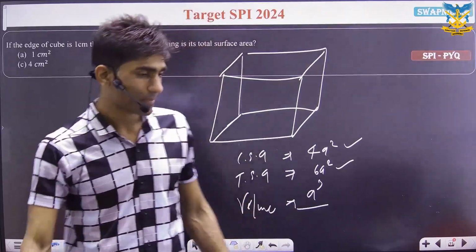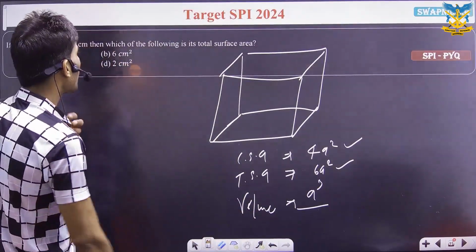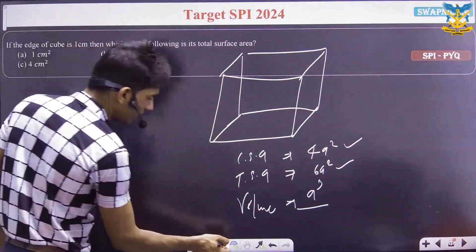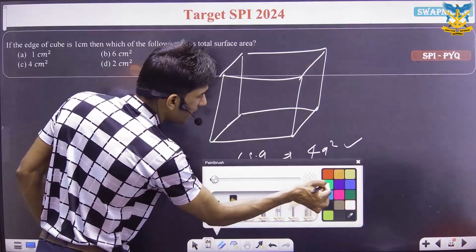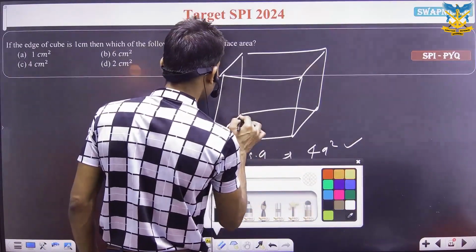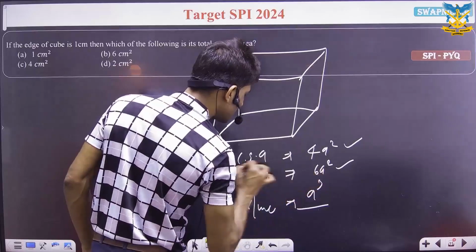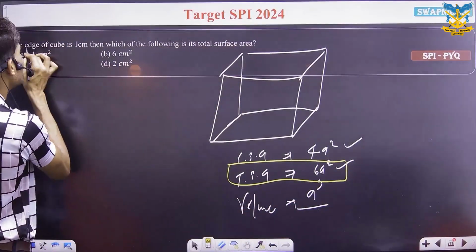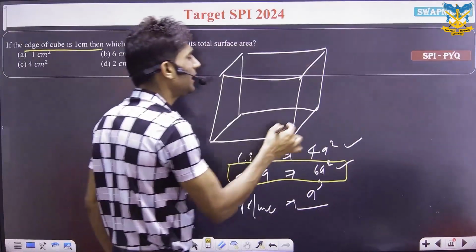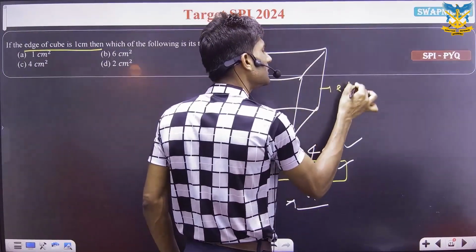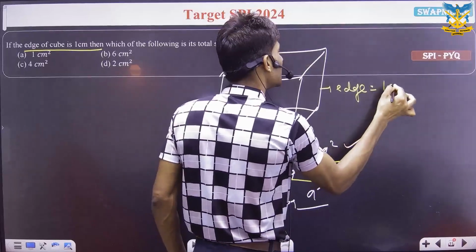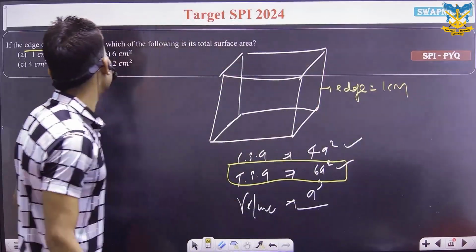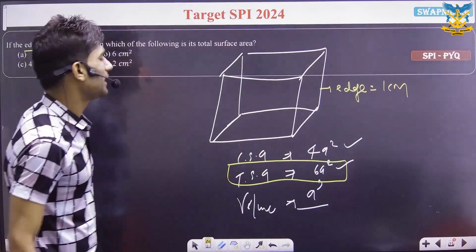Okay, yes. Now what we want? We want the total surface area here. So what we want here for this total surface area? We have to find out 6A square. Okay, and the edge of a cube is given as 1 centimeter. That means edge, which is 1 centimeter. Okay, edge of a cube we have, it is 1 centimeter.